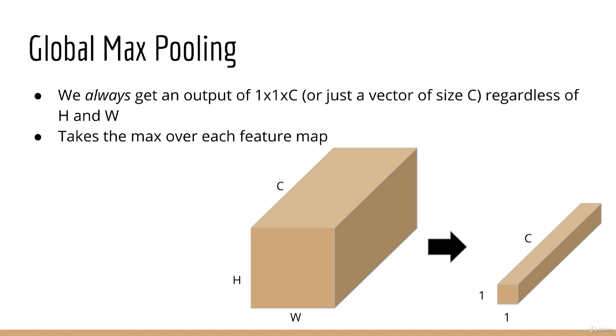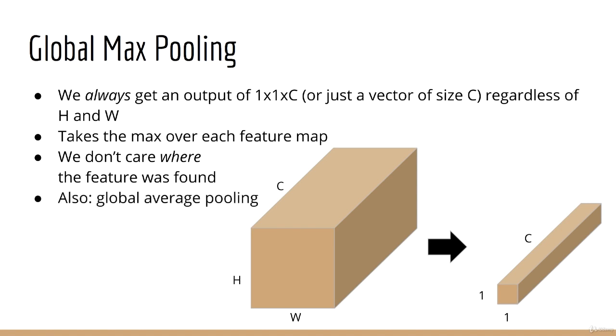This follows the same general idea of pooling, where we're saying, I don't care where in the image the feature was found, just that it was found somewhere. Global max pooling is the extreme of this, saying that the feature can be found anywhere in the entire image, across the entire height and width. Since the output is always a vector of size c, it does not depend on the size of the image, meaning that it allows the network to handle images of any size. As a side note, we also have global average pooling, which is just a global version of regular average pooling.